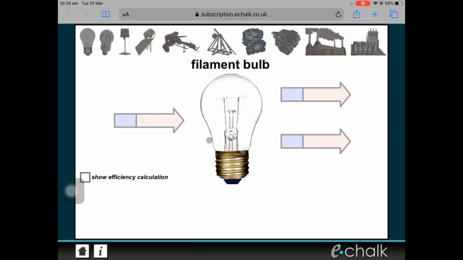Hey, grade 8, let's take a look at this filament bulb. Now, these are pretty common. You see them all around houses, and we use them to supply rooms with light. And in order to get them to work, we first of all need to supply them with some electrical energy.